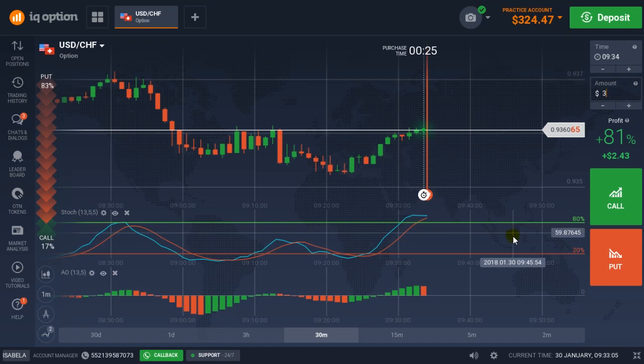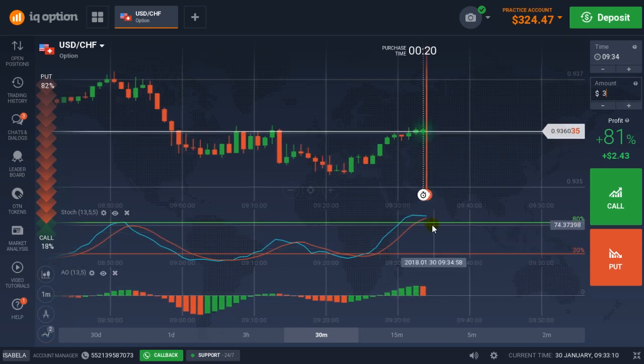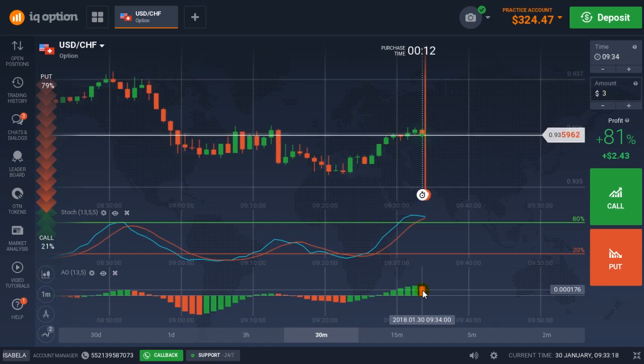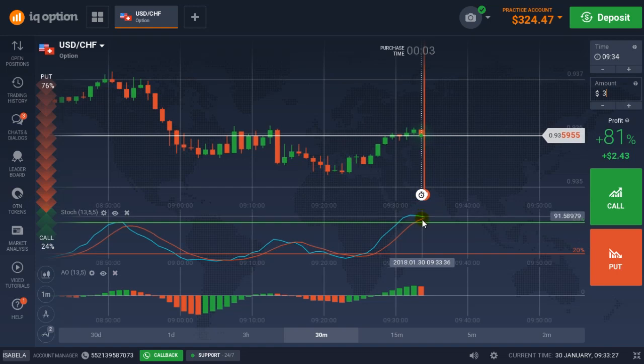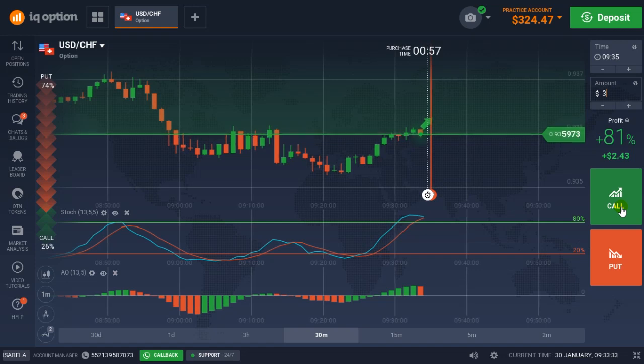No, we wait. Okay, so as you can see, just as the new candlestick opened, the lines came together again. Before this, we started getting a red candle on the awesome oscillator. Because we obeyed the rules, we didn't get into a call trade. Why? Because we knew we shouldn't. Okay, so now we wait.